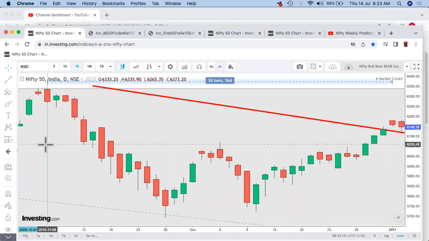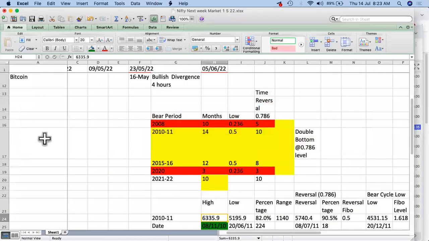So this is the high which has been considered. Even if this is there, 6338.5 is being shown. We'll consider this 6335.9, which has been coming. Then we go to the low.